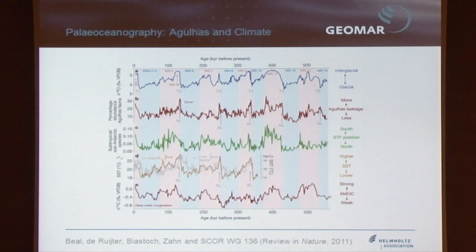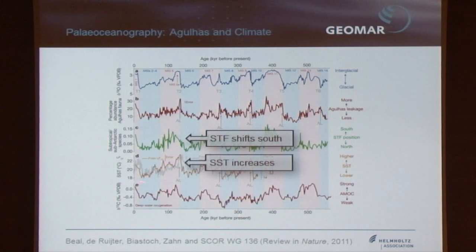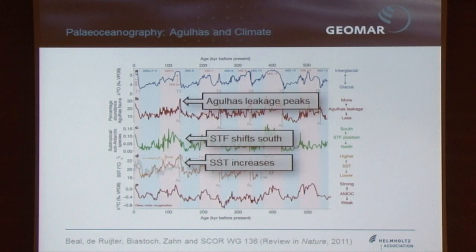I'm not an expert on that, but I think I'm able to guide you a little bit through by emphasizing certain points. One of these fronts, the subtropical front, which basically separates the Agulhas region from the Southern Ocean, has been shifted south back in time. Time is going from right to left. So every time the subtropical front shifts south, the SST increased. That's basically what Mathieu showed before as well. The Agulhas leakage peaks, is high at that time.